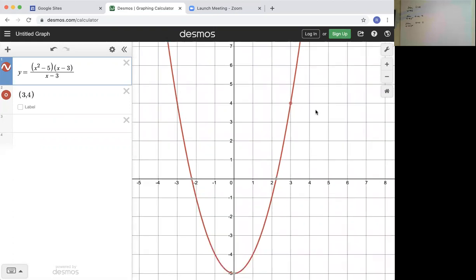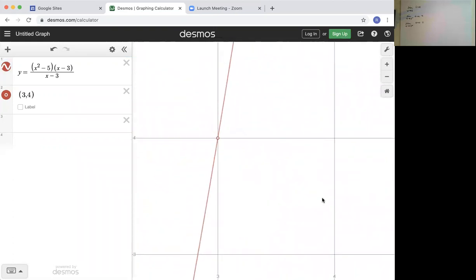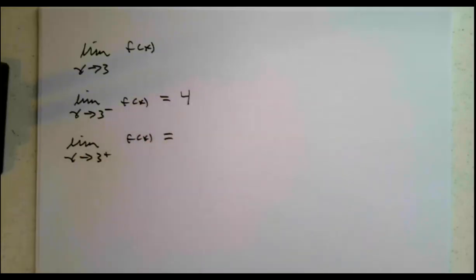If you want, you could again zoom in, right? Just to see a little bit more. What are the y values getting closer and closer to? As we approach 3 from the left, the y values sure seem to be getting closer and closer to 4. So that's what we say here. As we approach from the left, they're getting closer and closer to 4. Let's see what happens as we approach from the right.